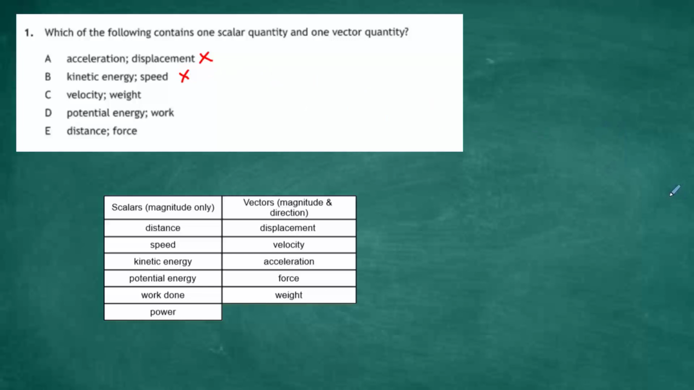Letter C, velocity and weight. Well, velocity is a vector quantity and weight is also a vector quantity because it's related to force. So that is out as well. Letter D, potential energy and work. Well, potential energy is an energy, which is a scalar, and work done is also to do with energy, and that's a scalar. So we've lost our first four responses.